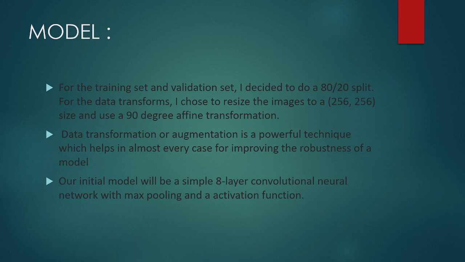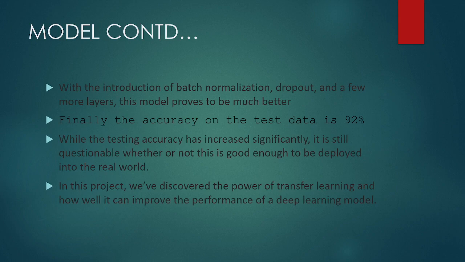For the data transformation, I chose to resize the image to 256 by 256 and then use a 90-degree affine transformation. Data transformation or augmentation is a powerful technique which helps in almost every case for improving the robustness of the model. Our initial model is a simple 8-layer convolutional neural network with max pooling and activation functions. With the introduction of batch normalization, dropout and a few more layers, this model proved to be much better. Finally, the accuracy on the test data is 92%.